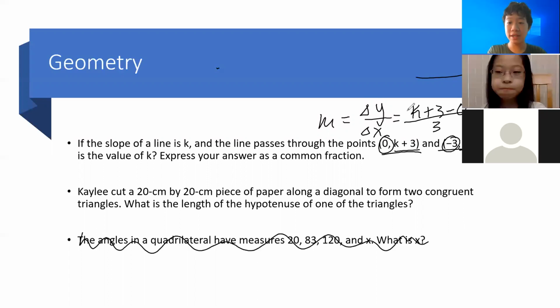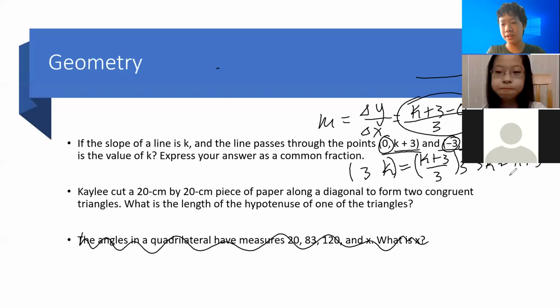So the slope is this value right here. And the problem also says that k is the slope. So k equals k plus 3 over 3. Now we can just solve for k, right? Multiply both sides by 3. So 3k equals k plus 3. Let's move k to one side, minus k. 2k equals 3, k equals 3/2.